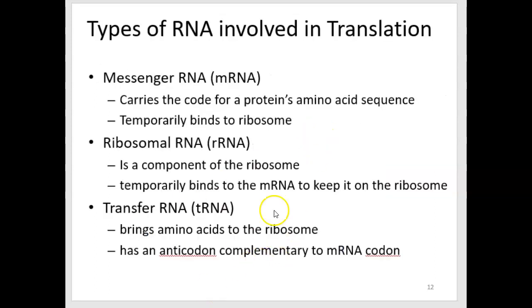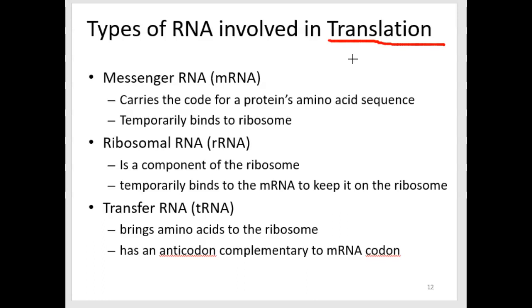So there's different types of RNA involved with this last process, translation. There's messenger RNA, which carries the code from the DNA for the protein's amino acid sequence, and it temporarily binds to the ribosome as the ribosome reads it. Now within the ribosome, there's also RNA that makes up part of its structure. There's also protein in ribosomes. And this ribosomal RNA temporarily stabilizes the messenger RNA just to keep it on the ribosome.